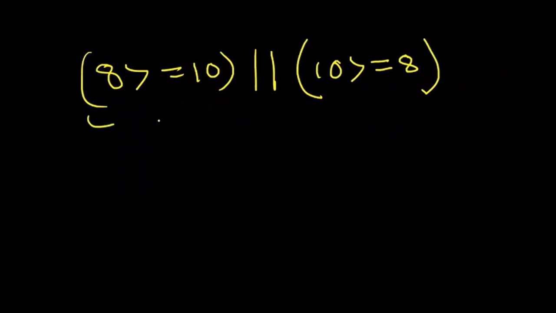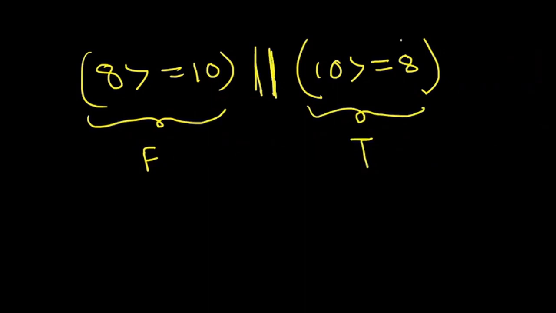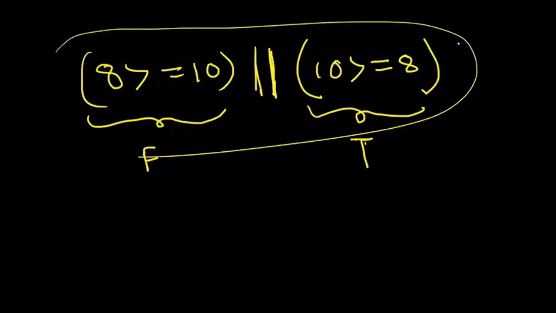And I ask you, what is the final output of this expression? This is one expression, 8 greater than or equal to 10. This evaluates to false. And the second expression is 10 greater than or equal to 8. This evaluates to true. And these two expressions are grouped by a logical OR. So what does logical OR say? If even one of them is true, the final output will be true. So logical OR tells you that even if one of the expressions evaluates to true, the final expression's output will be true. So what am I saying? False or true, the final output will be true. So this entire expression that we have written evaluates to true at the end.